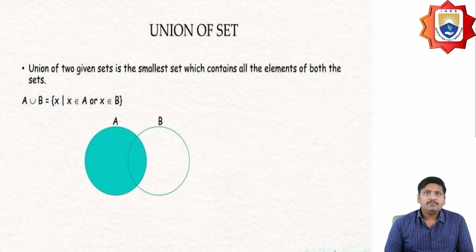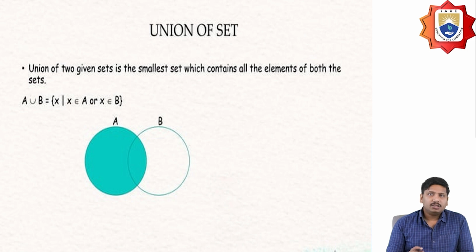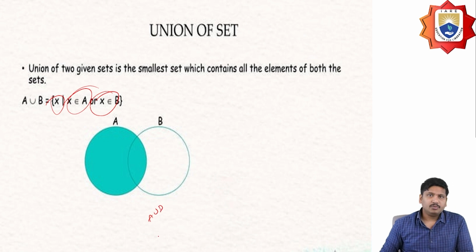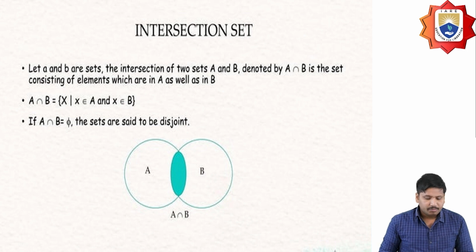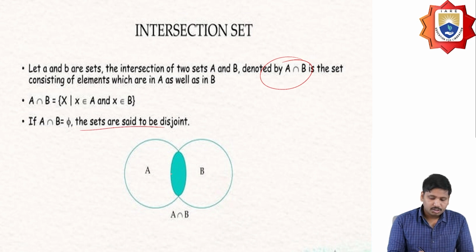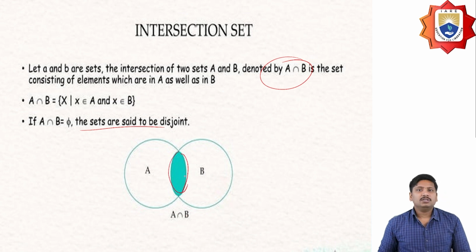Let's see the examples. So the union of two sets would be the smallest set containing all the elements of both sets. So A ∪ B is equal to {x such that x belongs to A or x belongs to B}. So in this A ∪ B, all the elements are present. The intersection of the sets means, A and B are two sets, and the intersection is denoted by A ∩ B, the set of x such that x belongs to A and x belongs to B. If A ∩ B is equal to φ, then the sets are disjoint. So the common part of both the sets should be treated as the intersection of the sets.